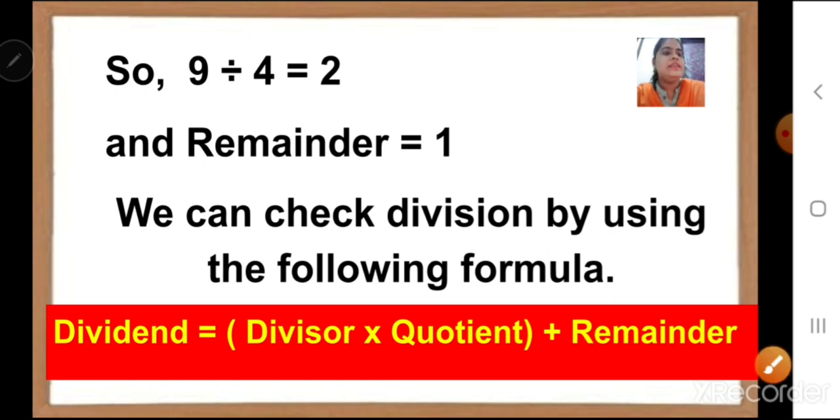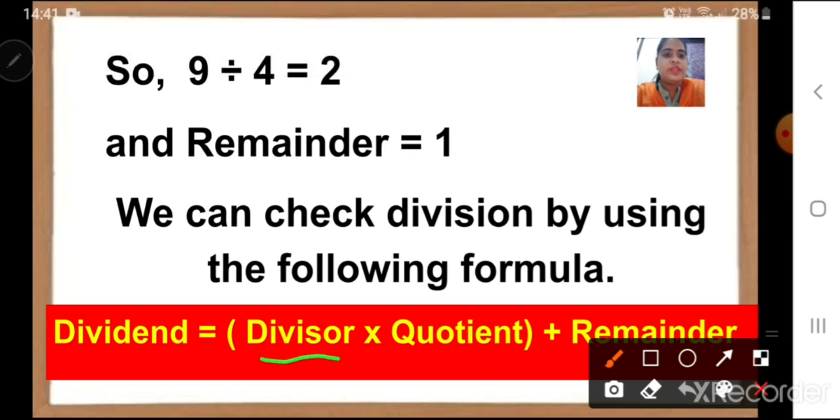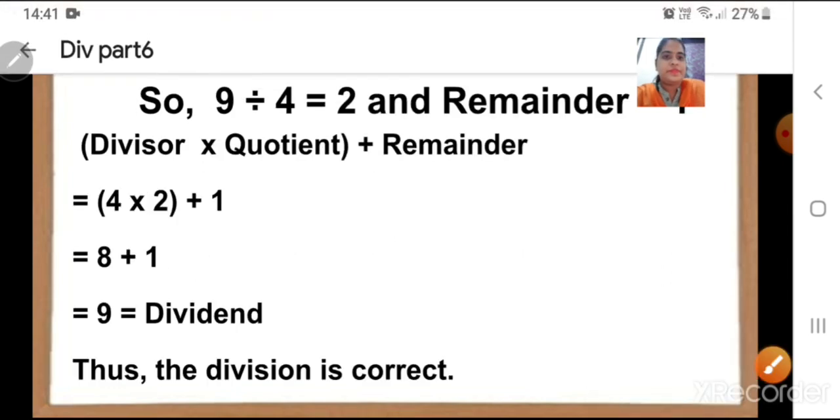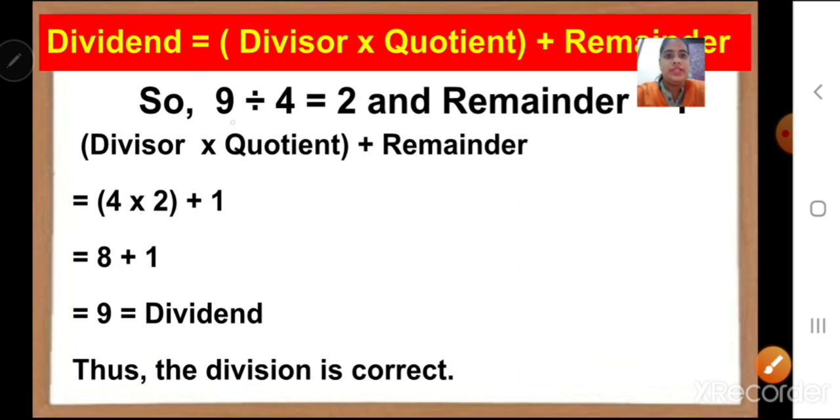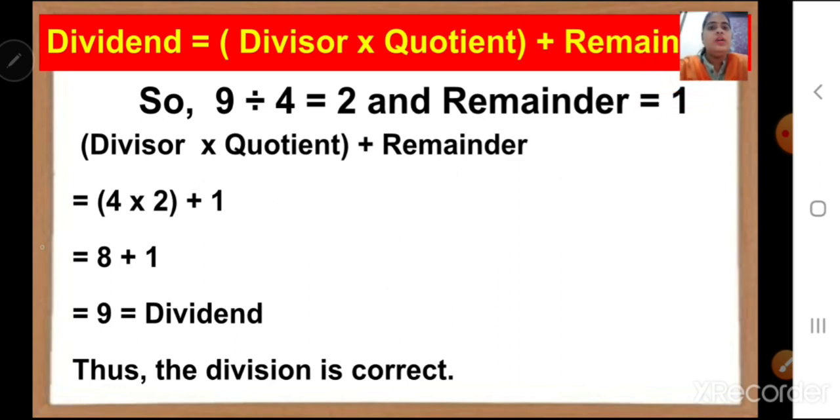It means that if we multiply the divisor by the quotient, and then we add the remainder, the answer that we will get is equal to the dividend. Okay, so let us find out. Children, in our question 9 divided by 4 is equal to 2, correct? Here the remainder is equal to 1. Now divisor multiplied by quotient plus remainder. Now we have to substitute all the numbers here. What is divisor? Divisor is number 4.